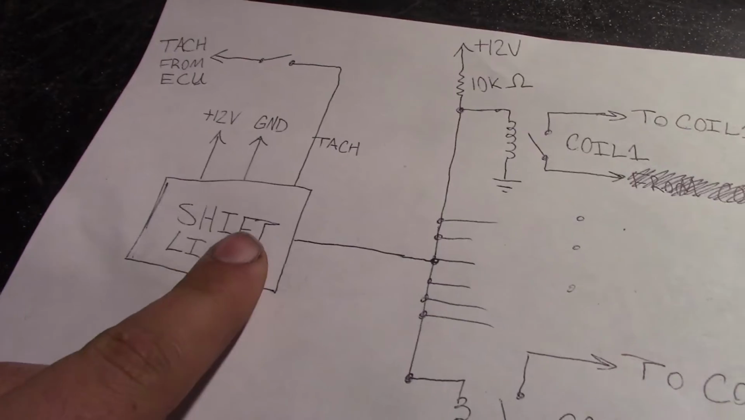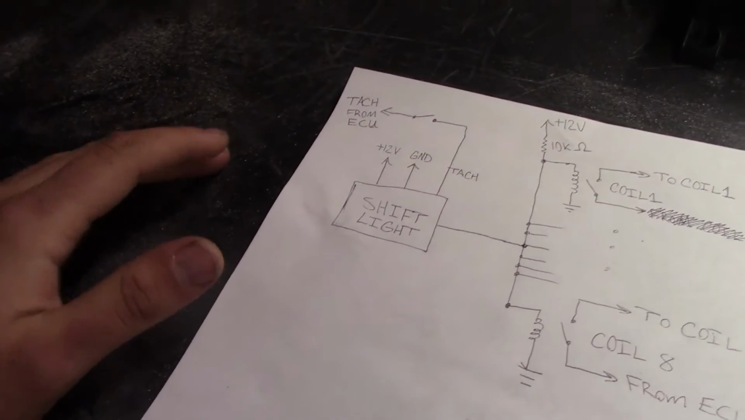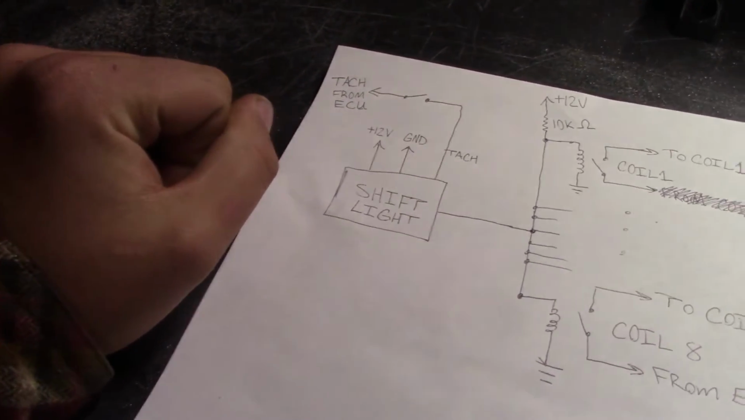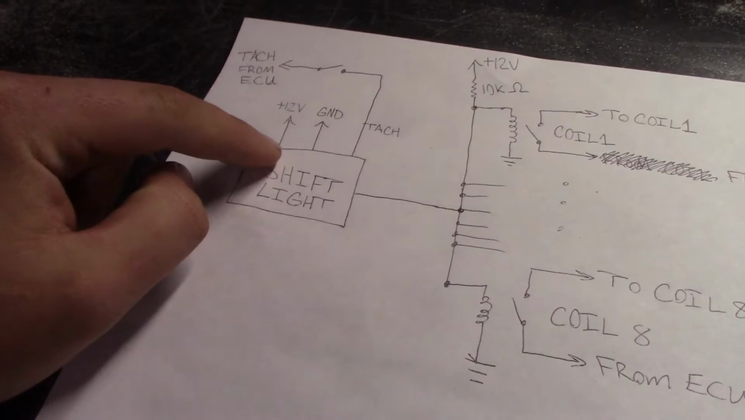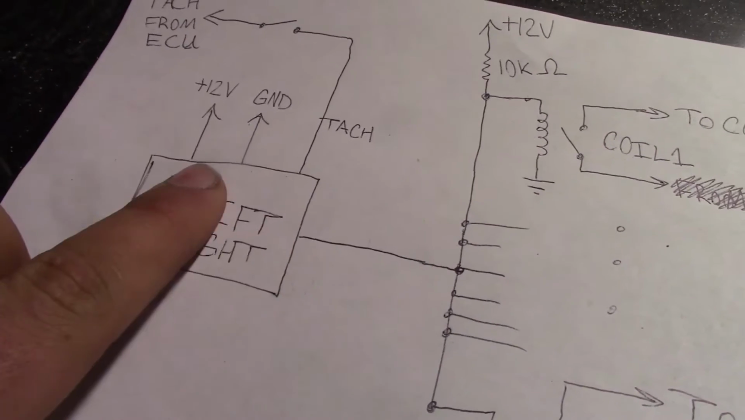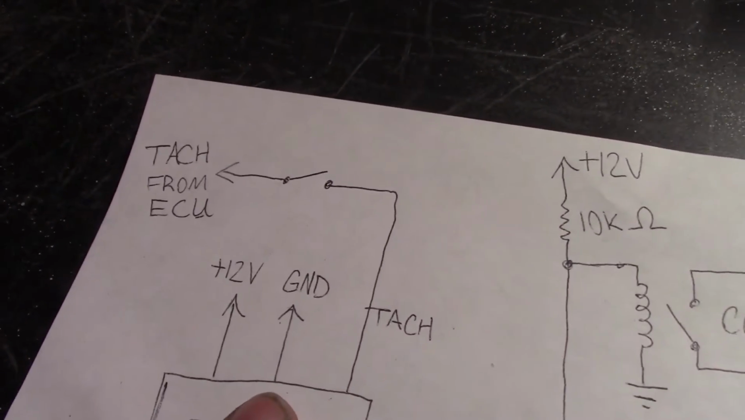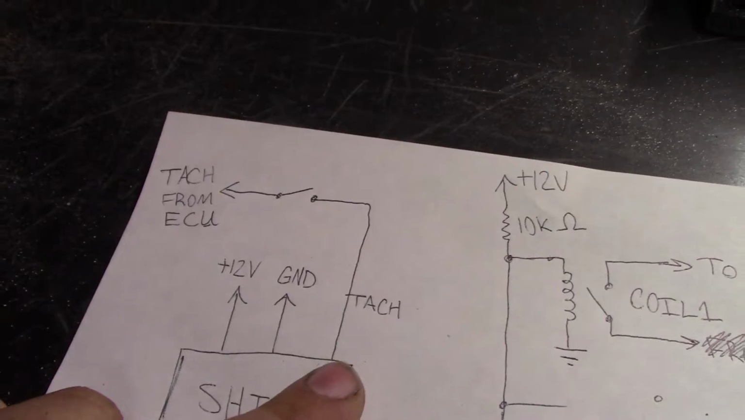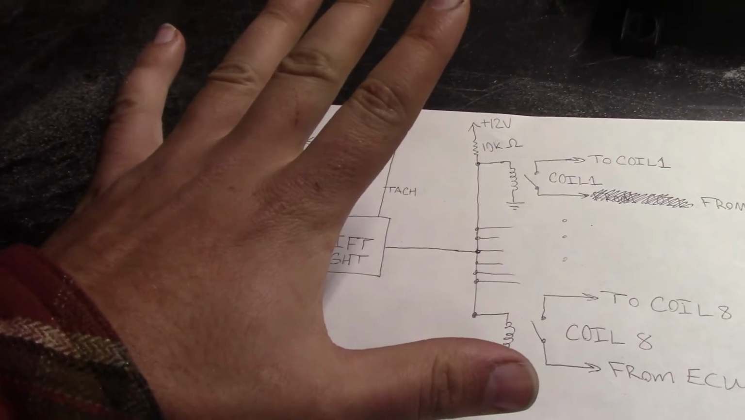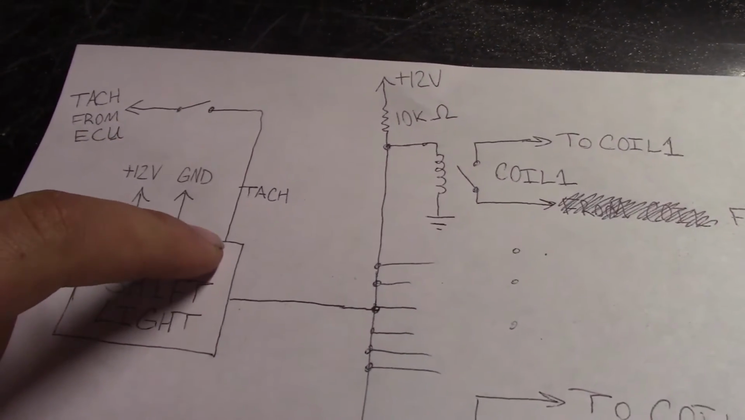Something that people might not know about shift lights: when you first key on the car, a lot of shift lights, including the one that I used, turn on the shift light and then turn it off. That's bad, because you only want the shift light to turn on when it's above the RPM. So instead of switching 12 volts or ground to turn the shift light on, you want to switch your tack signal coming from the ECU. The flash when you first key on the car will be gone, and then you can use your tack signal as an activation circuit.